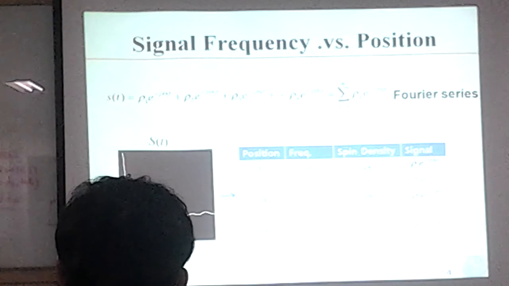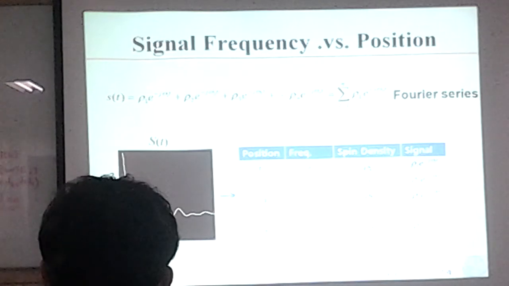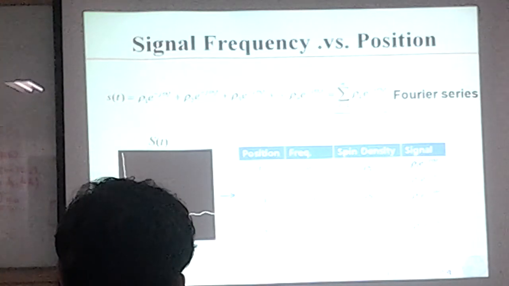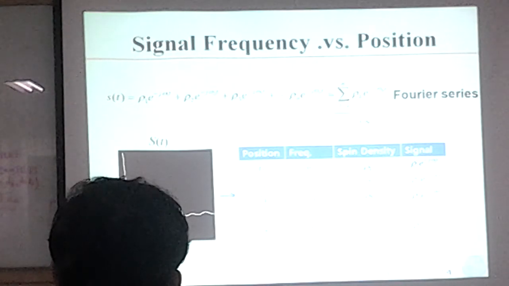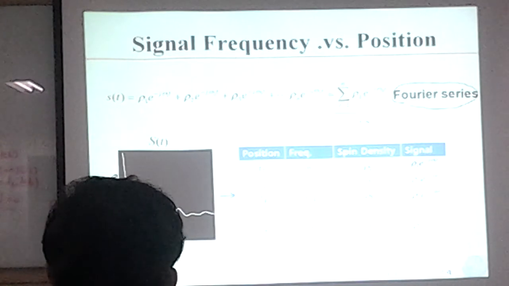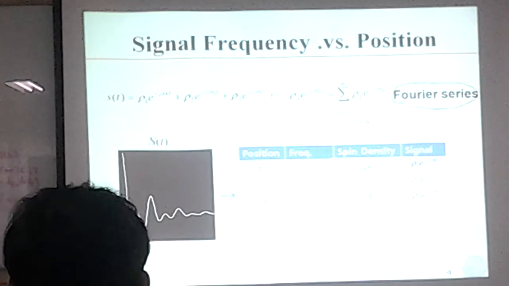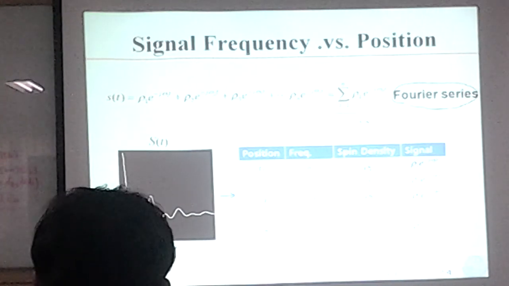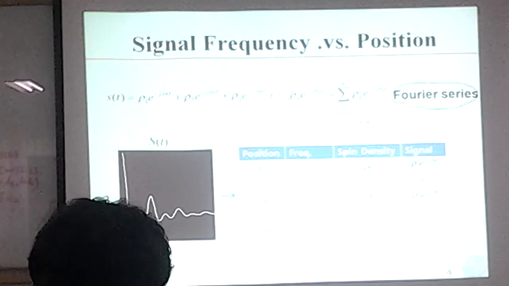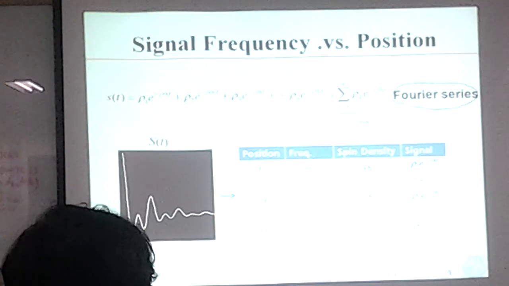Using the summation symbol, we can represent the signal like this. This has the same formula as the Fourier series, right? This is just the Fourier series. So the MRI system is a very well-defined Fourier transform system.